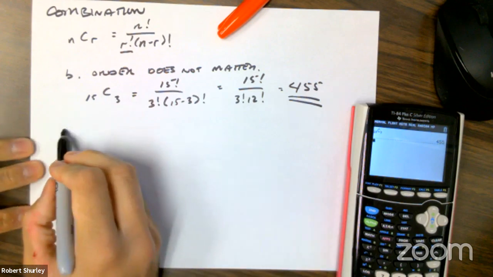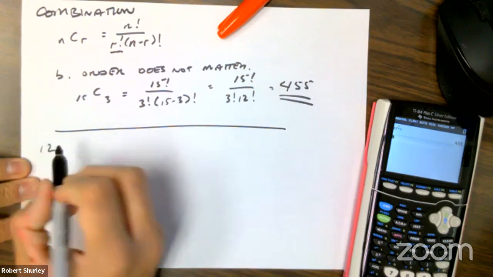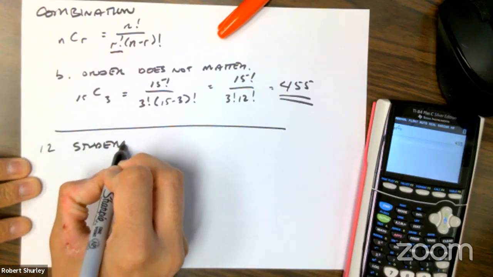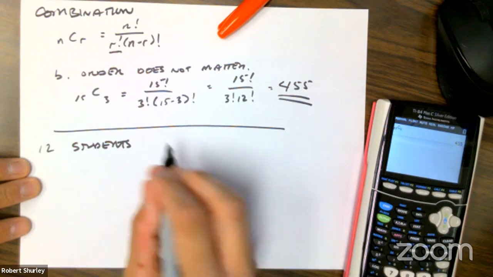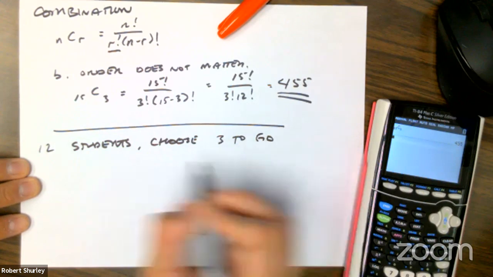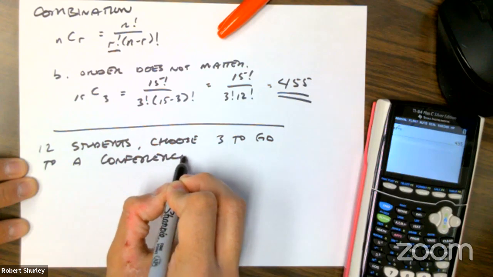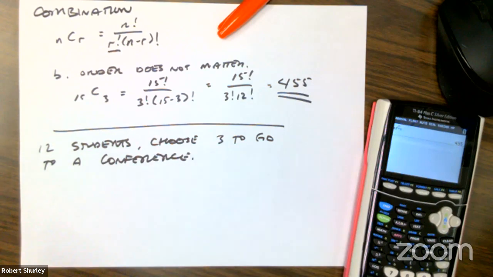So let's go back to, remember we had that class of 12? Yeah, 12 students in a class. And let's say we've got to choose 3 to go to a conference. Why not? Notice order doesn't matter here. If I choose Jimmy, John, and Joe, it's the same as choosing Joe, Jimmy, and John, because there's no order that goes with just scooping up and choosing 3 students to go to a class.